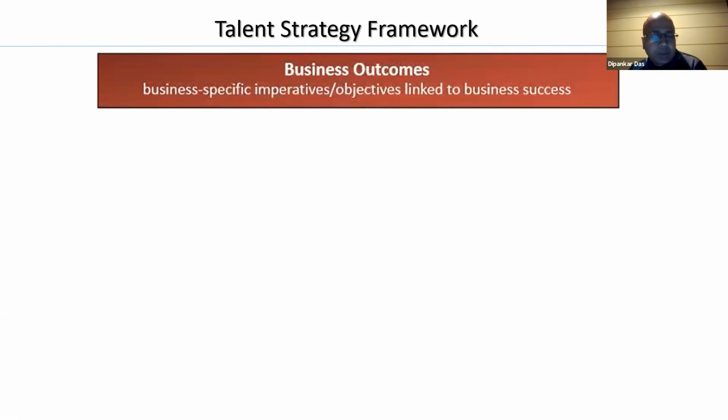Every business plan has a people dimension. Let's say I am in Facebook, and Facebook has decided that we want to focus a little bit on AI. Now, if you want to bring in AI, you bring in talent which is well versed in AI. So your hiring plan will need to include skill sets associated with AI. So what are the business outcomes you are looking at?